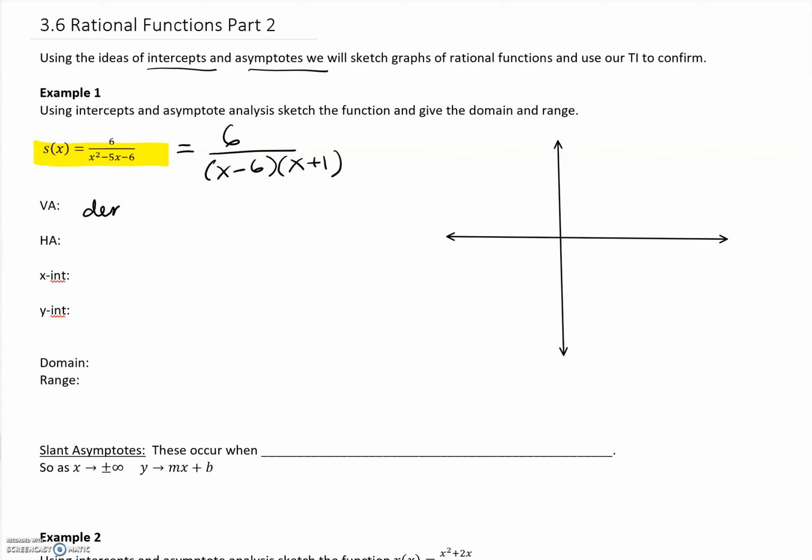The VA are coming from the denominator being 0. So I'll just do that quickly. x is equal to 6 if you set this equal to 0, and x is equal to -1 if you set the other factor equal to 0.